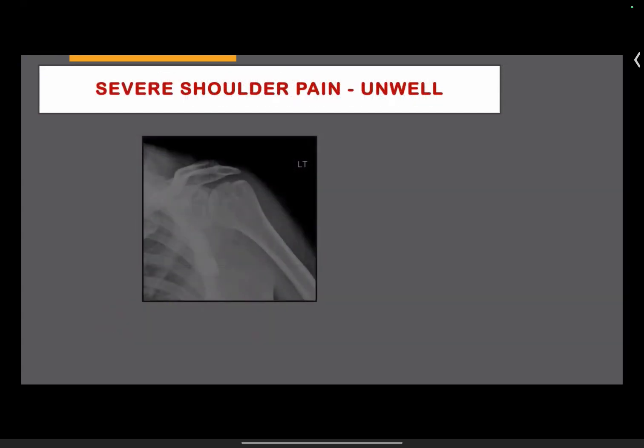Okay. What about this one? Okay, so I put a severe shoulder pain and unwell. When the patient is unwell, they've got fever or there's comorbidity like they're diabetic and things like that. And you always have to think about infection, obviously, right?